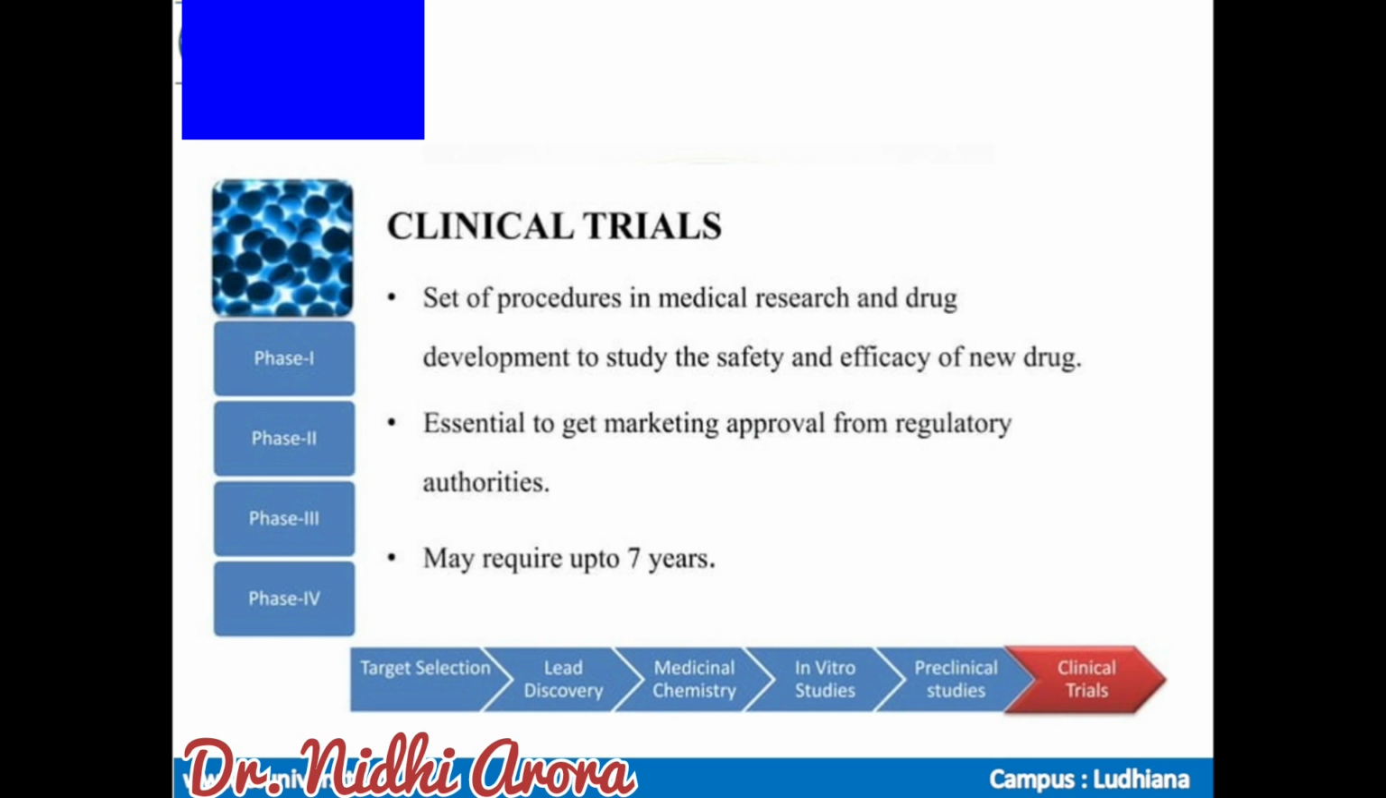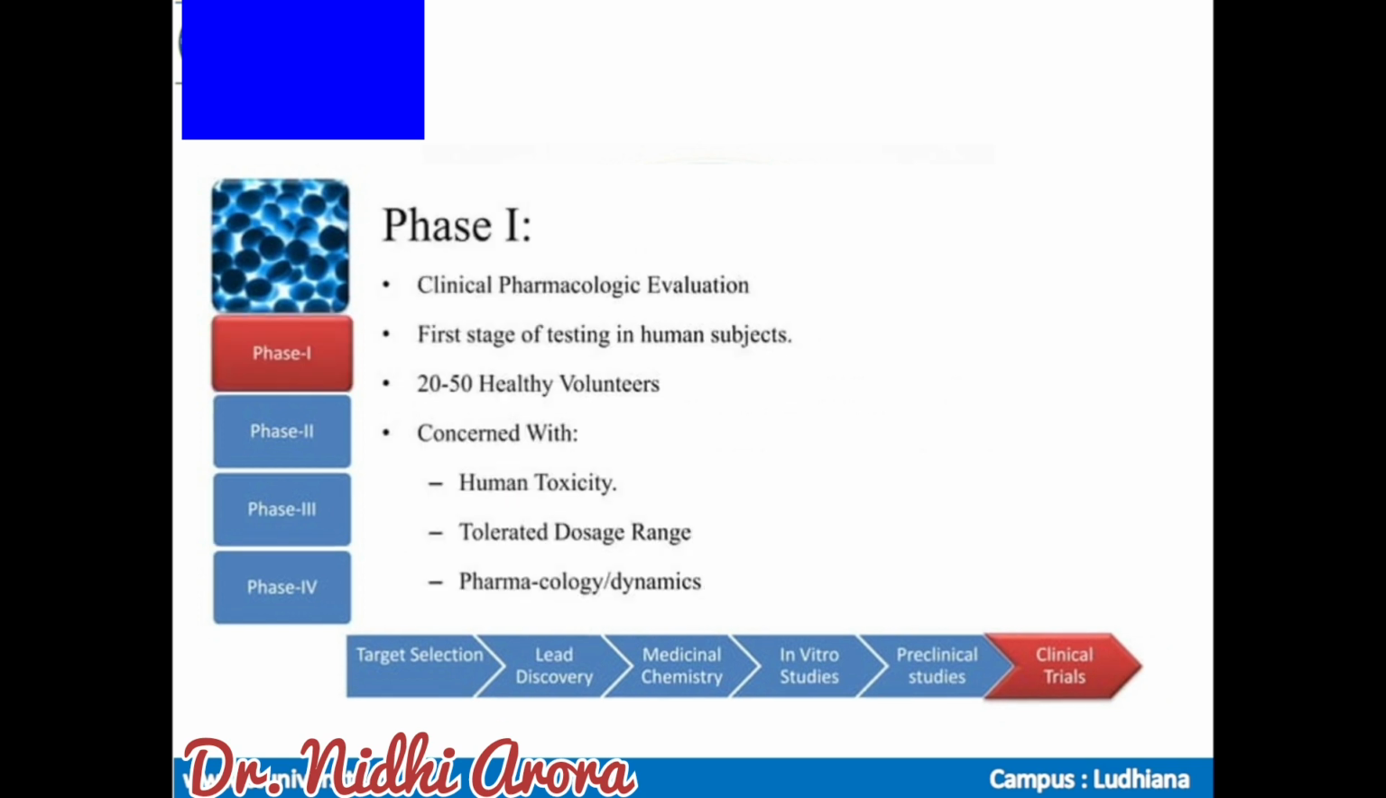So first, what are clinical trials? It is a set of procedures in medical research and drug development to study the safety and efficacy of a new drug. It is essential to get marketing approval from the regulatory authority, and it may take up to 7 years. So first of all, we will talk about phase 1.